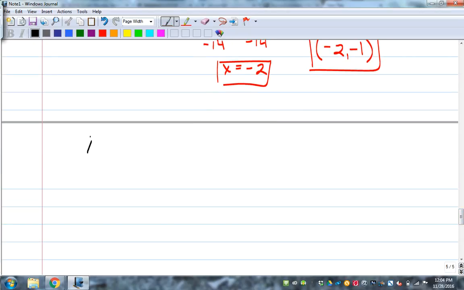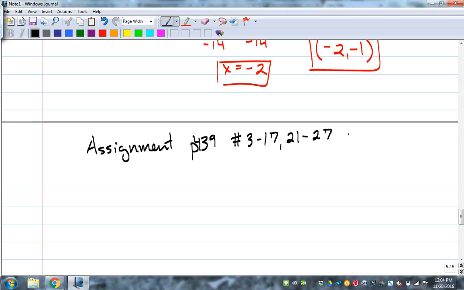So when you come back from lunch, your assignment that you're going to work on is going to be page 439, numbers 3 through 17, 21 through 27. We'll start out with just the odd ones, but if we can't handle that, we can definitely take odd off of that, make it all of them.